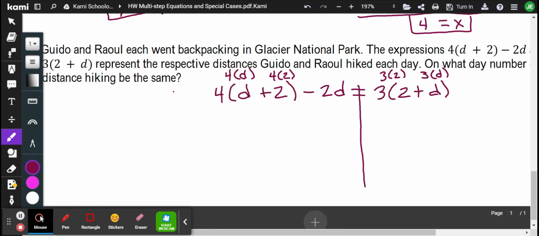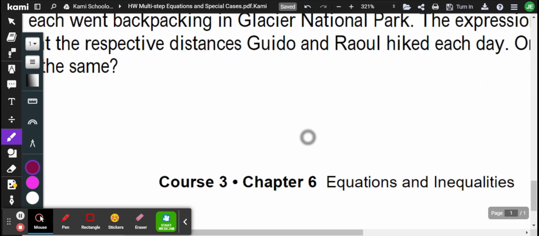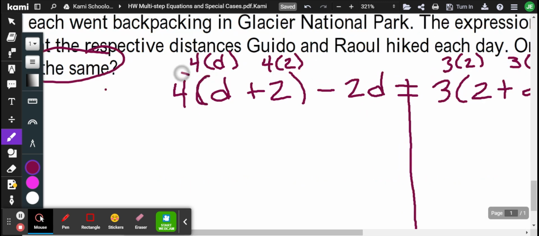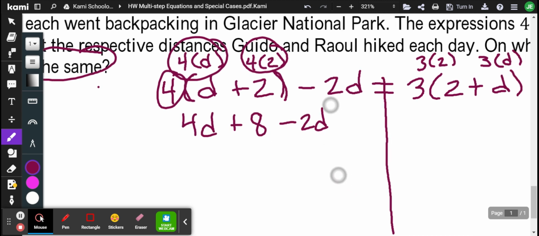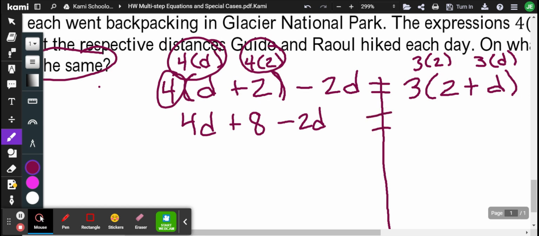All right, so for the last one, we have two expressions, and we need to set them equal to each other so they're going to be the same distance. So let's distribute 4 times d and 4 times 2. So we got 4 times d, which is going to give us 4d, plus 4 times 2, which is 8, and then we continue to write it across, fill out what we didn't have to do anything with.